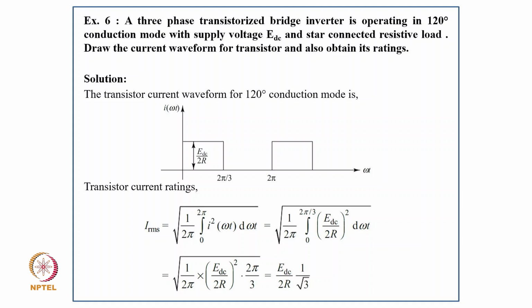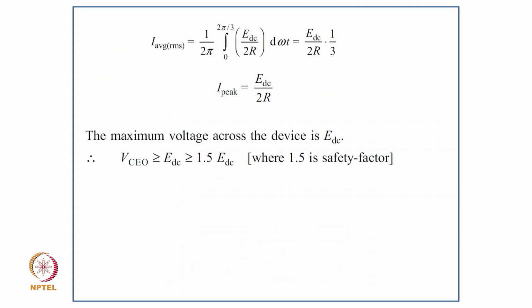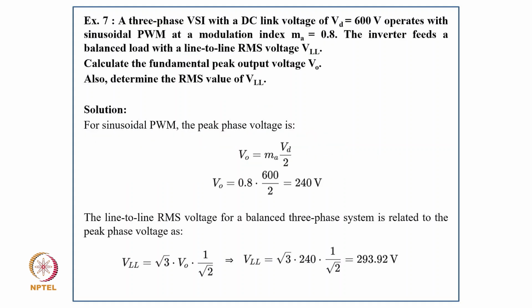So transistor current rating is I RMS equal to under root 1 upon 2 pi, integral 0 to pi of I squared d omega t, that is under root 1 upon 2 pi, integral 0 to pi of (3 EDC upon 2R) squared d omega t, and putting the value it becomes EDC by 2 root 3 R, and I average it becomes 1 upon 2 pi, integral 0 to pi of 3 EDC upon 2R d omega t, that is EDC by 2R into 1 by 3, and I peak is EDC by 2R. So maximum voltage across the device is EDC. So it remains between EDC up to 1.5, where the 1.5 is a safety factor.